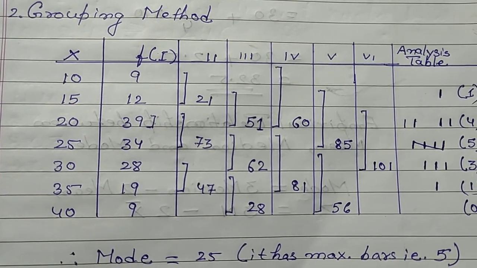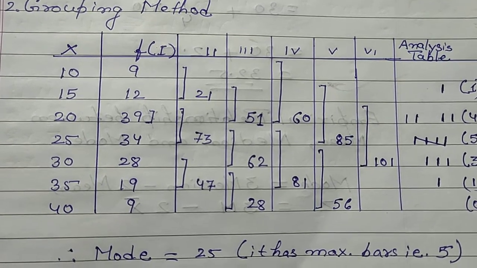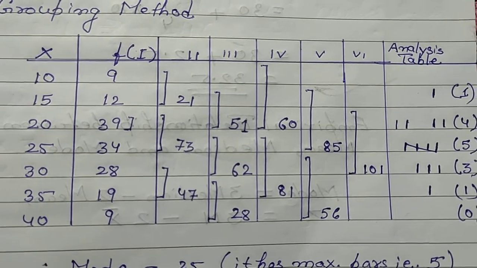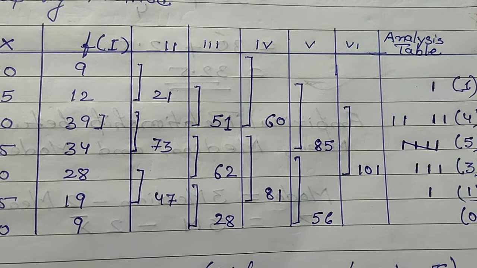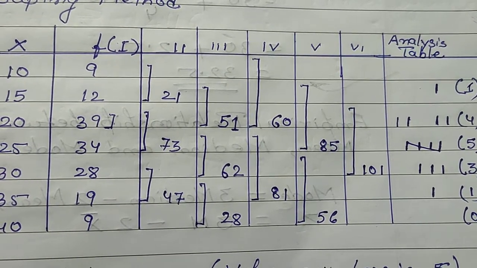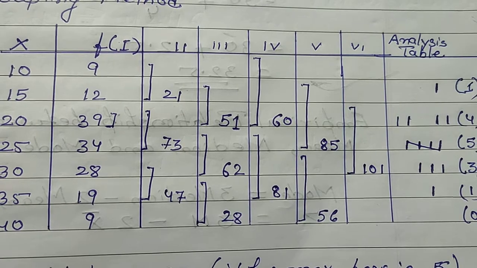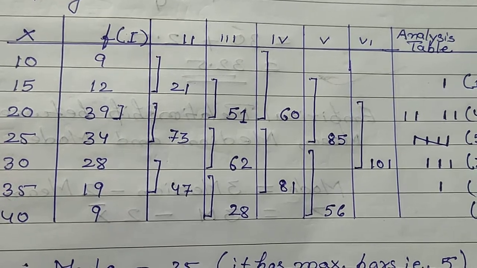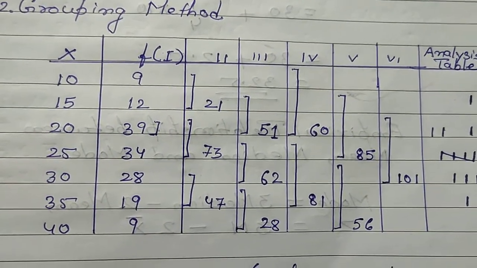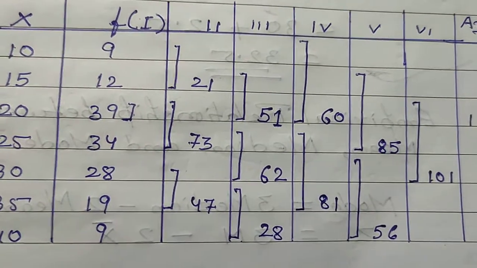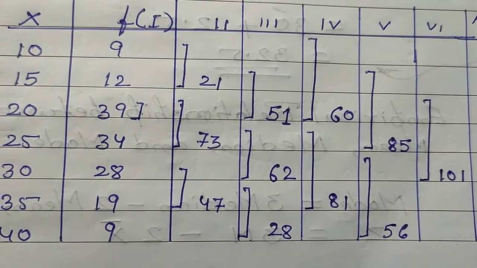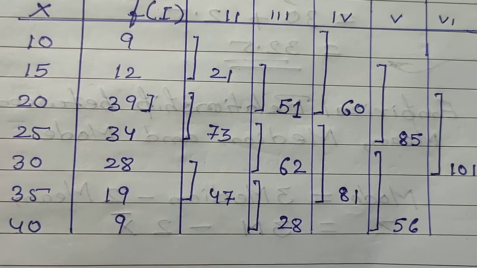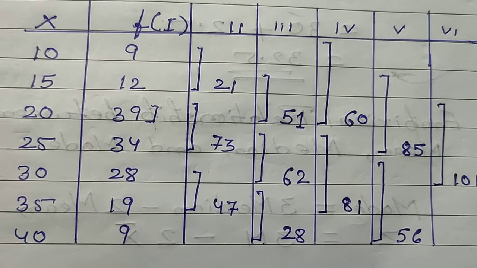In column number 1 we have to look at the highest frequency, and that is 39. In the analysis table we will mark one tally mark against 20, since the highest frequency belongs to this variable. Now in column number 2 we add up the frequencies in twos, that is 9 plus 12 is 21, 39 plus 34 is 73 and so on. If a value is left alone we can leave it.